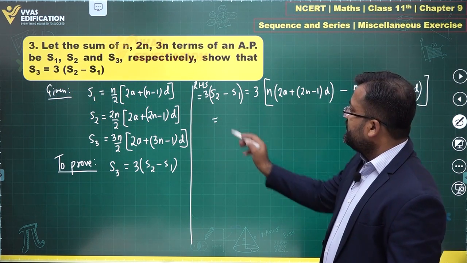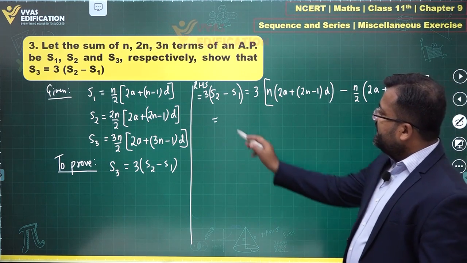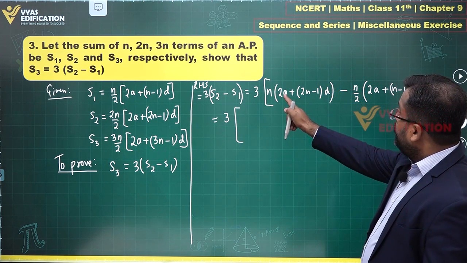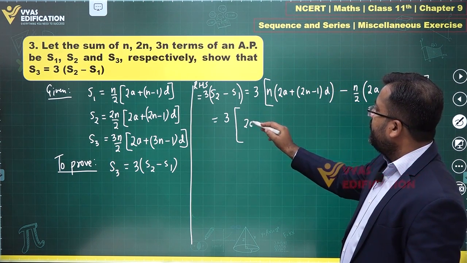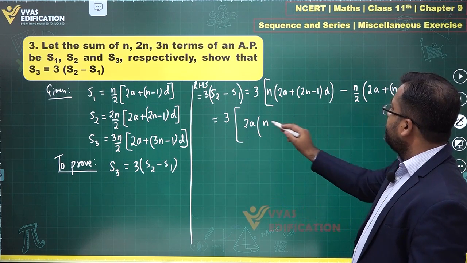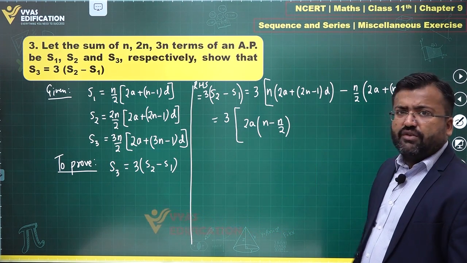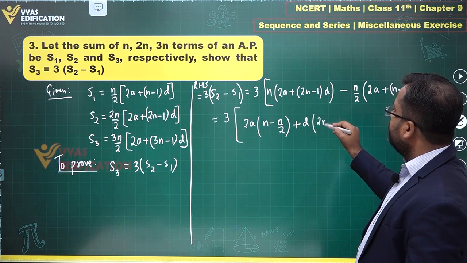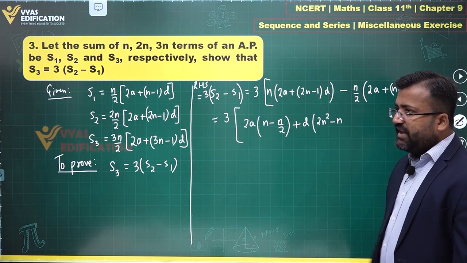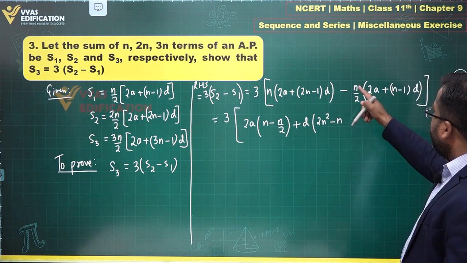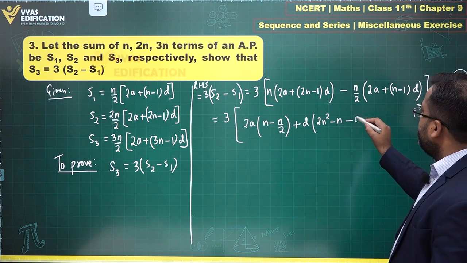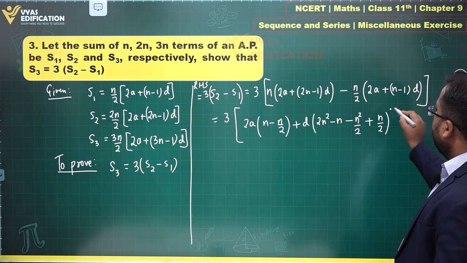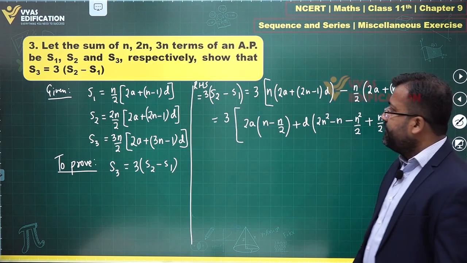So this will simplify to what? Let's take a look at this. 3 remains as it is. Within the brackets, what do we see? With 2a, let's see the coefficient of 2a. This is n and this is minus n by 2. This is the coefficient of 2a. What about d? The coefficient of d over here is 2n square minus n. And the coefficient of d from here will be n by 2 times n, which is n square by 2 with a minus. And minus of minus will become plus n by 2. This is what you get with 2a and d.